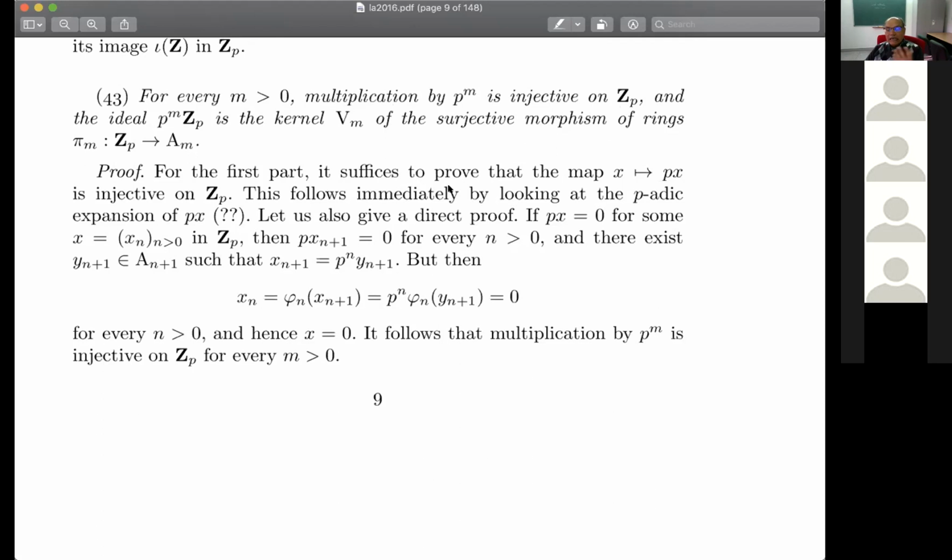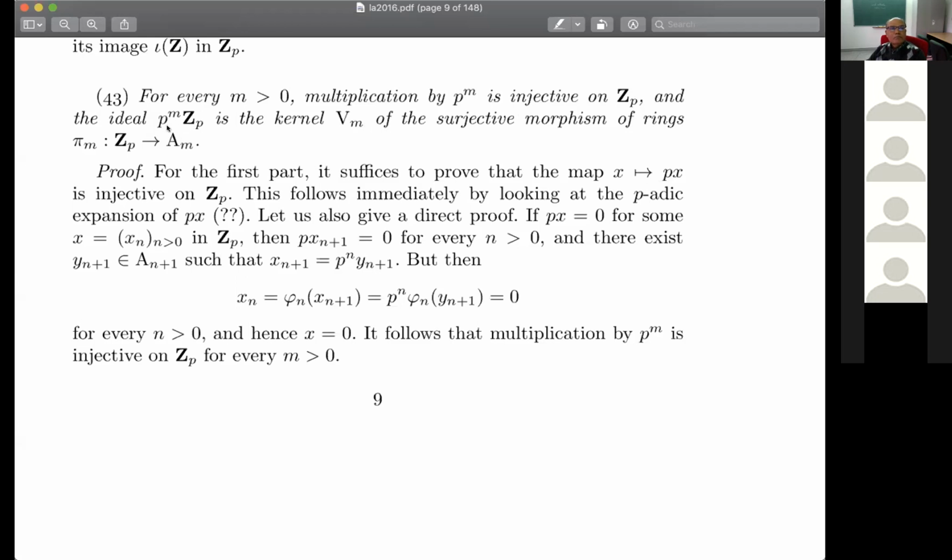if you have a ring A and an element x in that ring, you can take the map from A to A which sends everything to x times that thing. That's the multiplication by x map on the ring A. Here I have the ring Zp, I have the element p to the m in Zp, and I'm looking at the multiplication by p to the m map on this ring Zp. So it's being claimed that this map is injective, first of all.